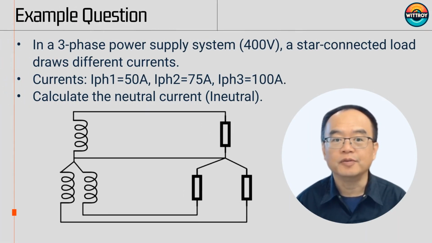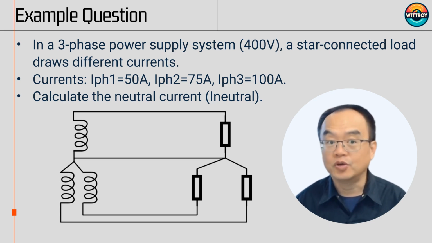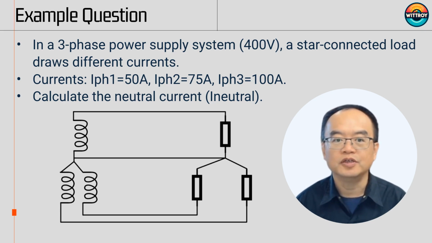Now let us go through an example to show you how to apply the above steps in a calculation question. Example question. In a 3-phase power supply system with a voltage of 400 volts, a 3-phase star-connected load, specifically a heater, is used. Each phase of the load draws a different current. The currents in each phase are as follows. I phase 1 = 50 amperes. I phase 2 = 75 amperes. I phase 3 = 100 amperes. Given these phase currents, you are required to calculate the neutral current in the system.